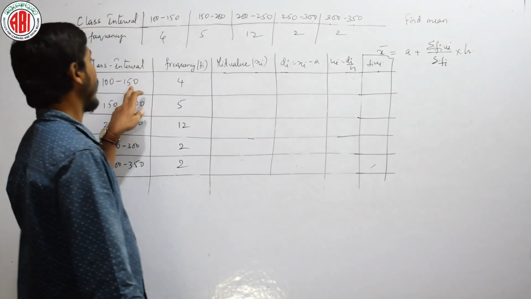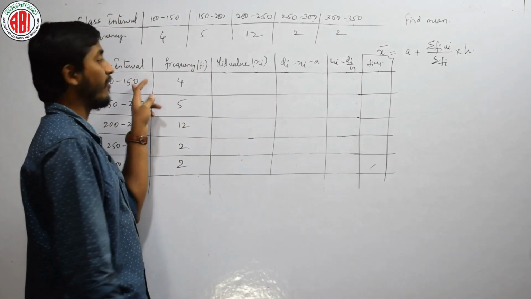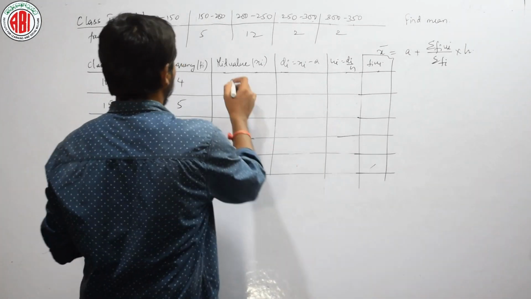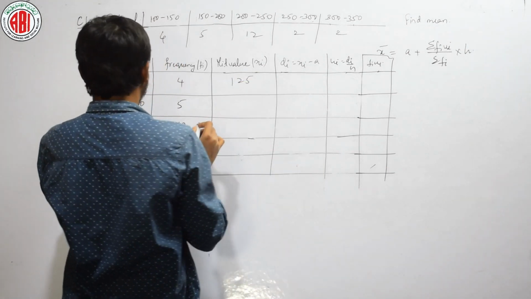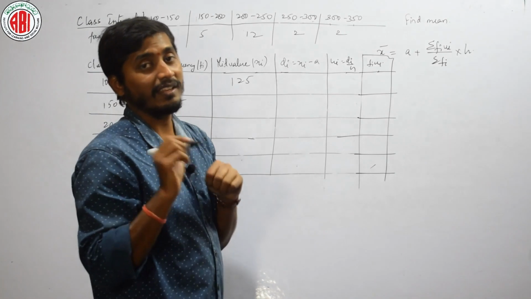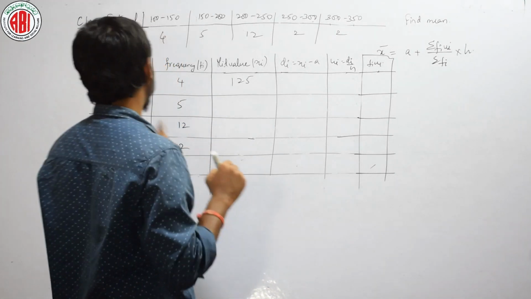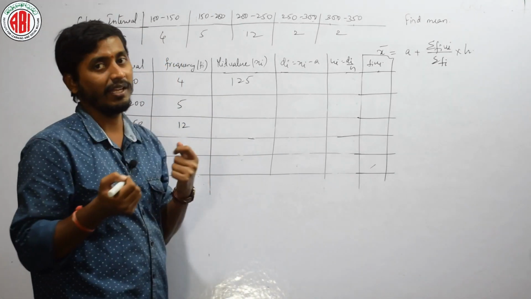Now let us find out. See here, for 100 to 150, what is the mid value? Hope you all know by this time. For 100 to 150, the middle value is 125, or else you can add both of them and divide it by 2.